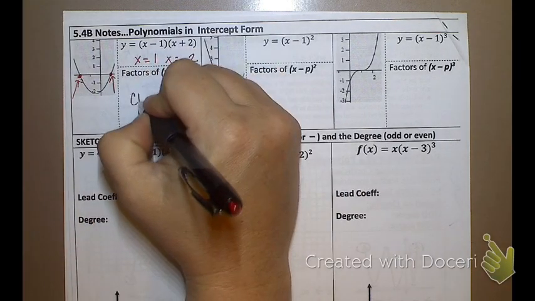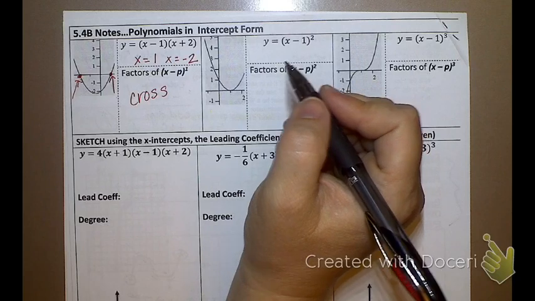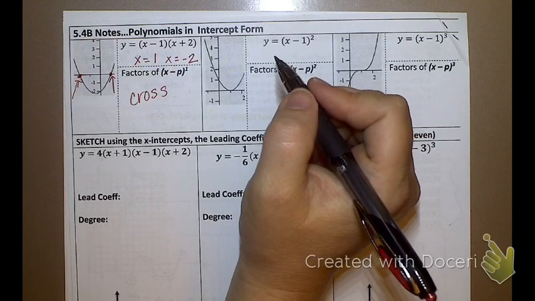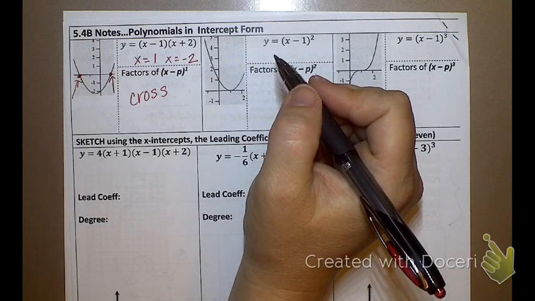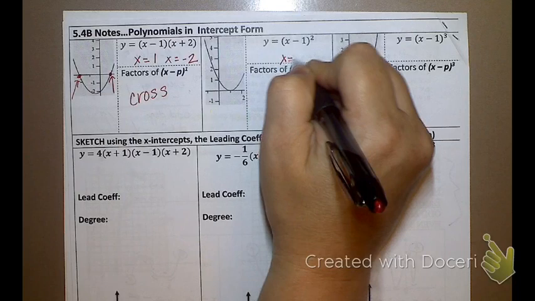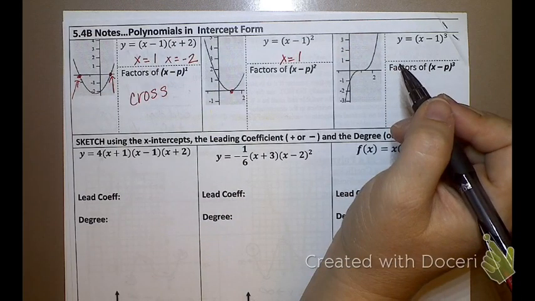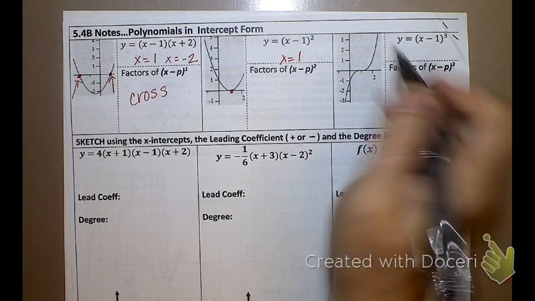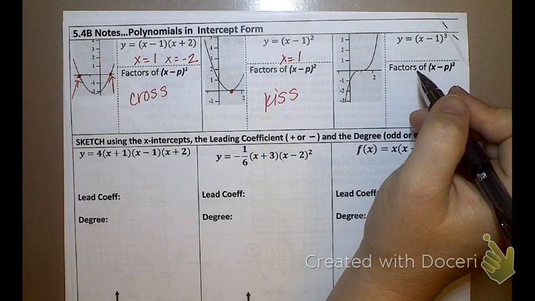Now, both of these x-intercepts are what I call a cross. They just cross the x-axis. They don't do it with any style or any flair. They just go straight across the x-axis. That's it. Then we get to something like this guy over here where my root is +1, and it's not crossing the x-axis. It is kissing the x-axis.